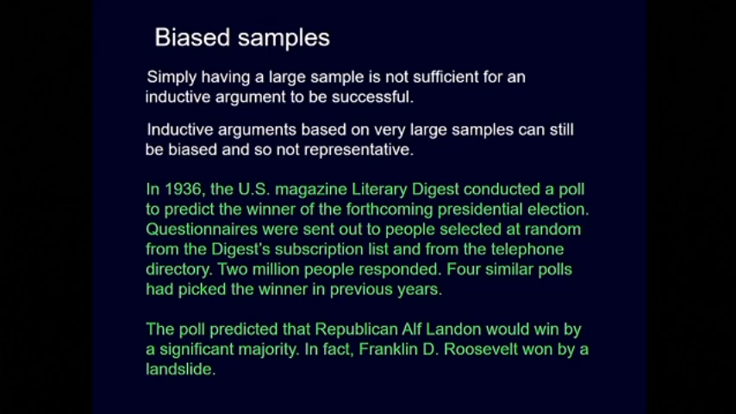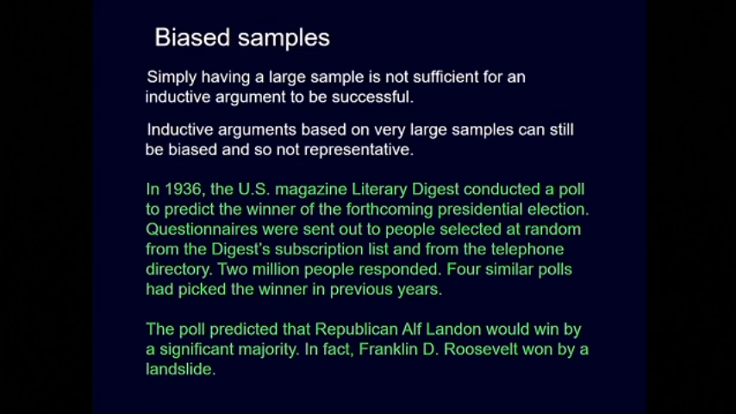So in 1936, this magazine called Literary Digest ran its own opinion poll trying to predict who would be the winner of the presidential election that was happening that year in the US. And their sample consisted of 2 million people. That's massively bigger than any modern poll. No poll has millions of people in it. They have thousands, maybe 2,000, 3,000, something like that at best.